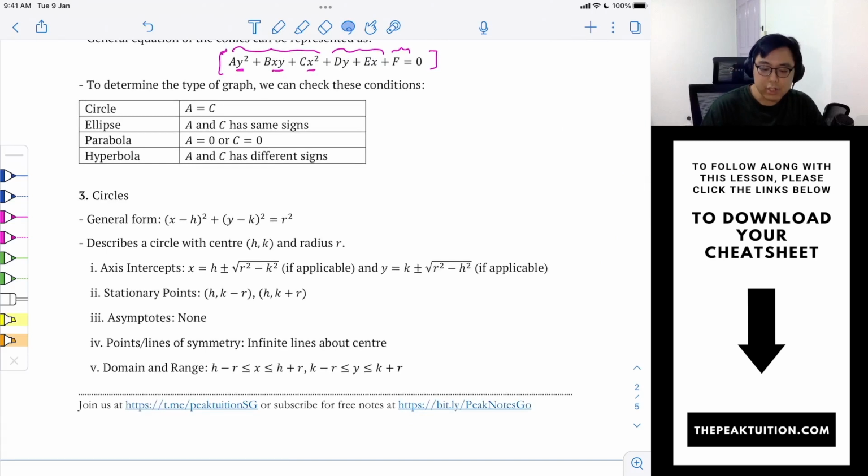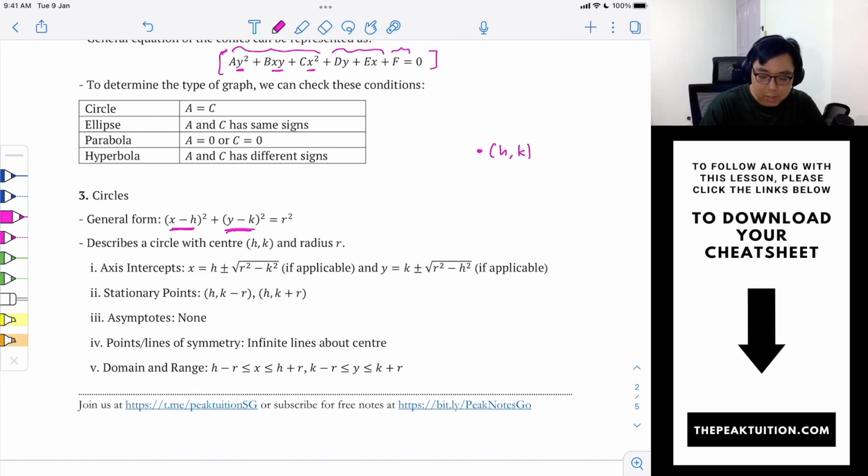So for circles, the general form is (x minus h) squared plus (y minus k) squared equals r squared. This may look quite daunting, but one way to look at it is that when you have x minus h, we are basically setting h as the point of reference, and we are looking at x around h. Same thing for y, so we are looking at y around k. The center is (h, k).